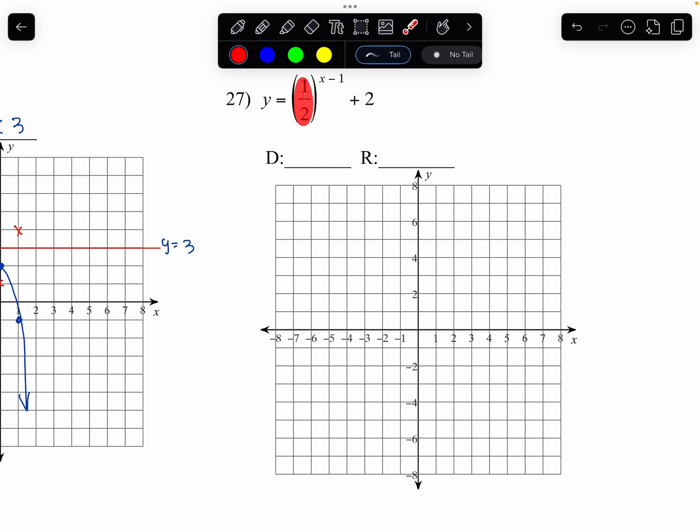Alright, so I have a decay model and the base is 2. So starting my points here and it's decay, it's going to be doubling at a rate of 2. So then 2, then 4, then 8. And then these points right here are going to be moved to the right 1 and up 2. So right 1 and up 2, and so on for each point. And then the asymptote is going to be moved up 2. So that's going to be at y equals 2.